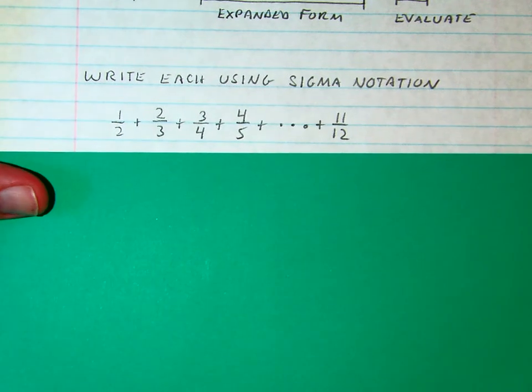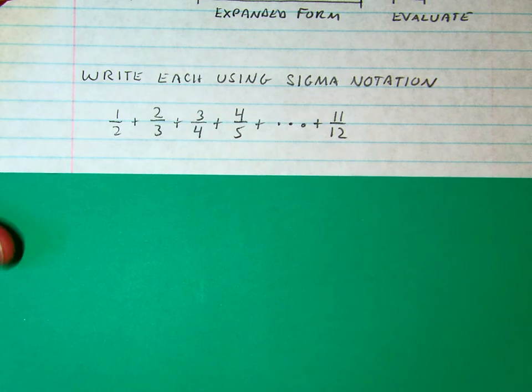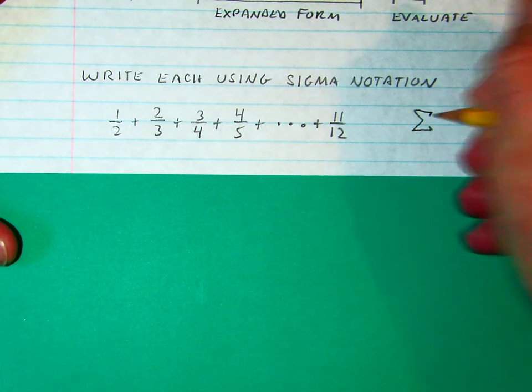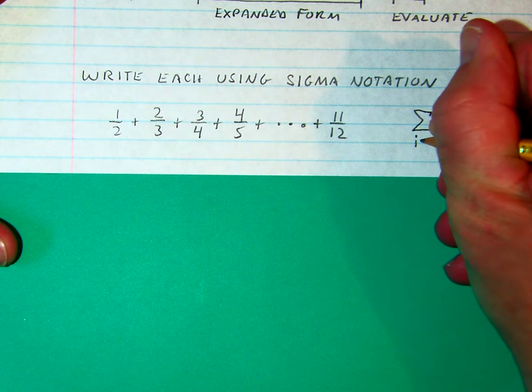Okay, second thing I want to do. What if you start with something that's in expanded notation and you want to write sigma notation? All right. Obviously, you need your sigma. You need to choose your letter for your index. I'm going to choose I here.